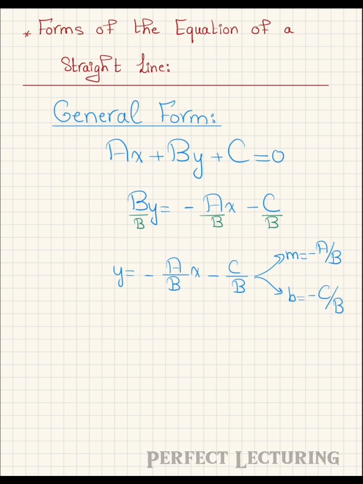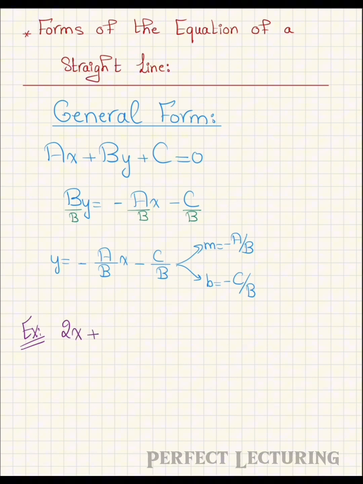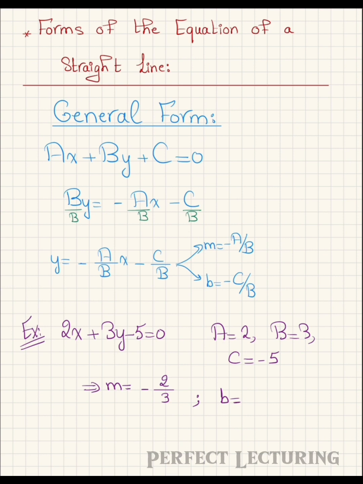Let's do an example. Let's say we have 2x plus 3y minus 5 equals 0. So either I convert this line into the standard form, or I can find capital A, which is 2, capital B, which is 3, and capital C, which is negative 5. This means that the slope is negative a over b, which is negative 2 over 3, and the y-intercept, which is little b, is equal to negative c over capital B, that's negative negative 5 over 3, and it's 5 over 3.